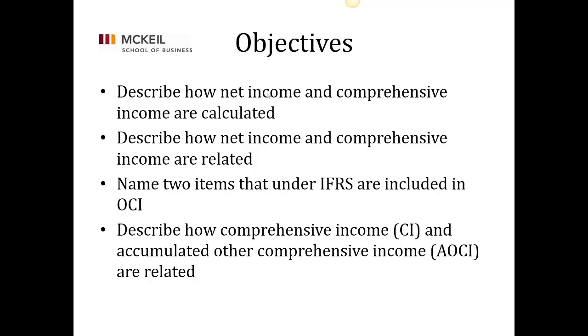The other thing we're going to talk about here is that there are two items, and there are more than two, but for our course, we're only interested in two items that under IFRS are included in what we call other comprehensive income. Other comprehensive income is part of this amount called comprehensive income. So we'll talk about that too. And we'll also describe how comprehensive income and accumulated other comprehensive income, which is on your balance sheet, are related.